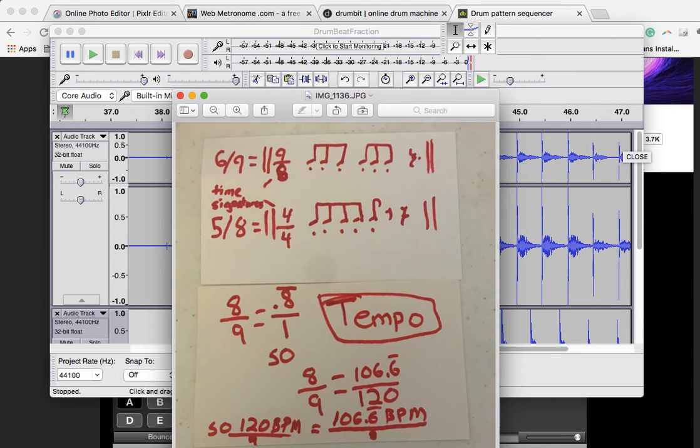So that's one way I thought of modeling it. It doesn't sound great necessarily, but there's actually some things you can do to make it sound better. And I thought it was really interesting to just look at it that way.